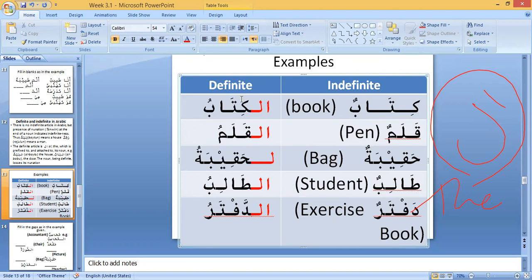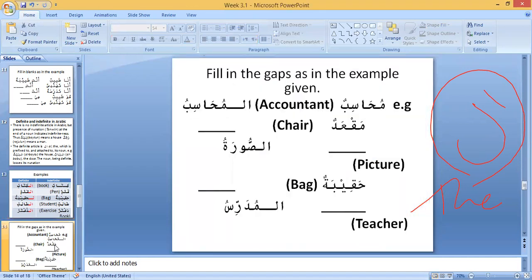You say at-tabib, the doctor. It's at least somebody who is known to both parties. Okay? Muhasib, you say al-muhasib. Maq'ad is a chair. How do you turn it into definite? Al-maq'ad. Yes, al-maq'ad, the chair.